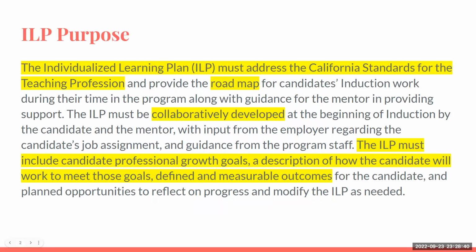The Individualized Learning Plan must address the California Standards for the Teaching Profession, the CSTPs, and it is the roadmap for candidates' induction work during their time in the program. This document must be collaboratively developed at the beginning of induction with input from the mentor and administrator. The ILP must include candidate professional growth goals, a description of how the candidate will work to meet those goals, defined and measurable outcomes, and planned opportunities to reflect.